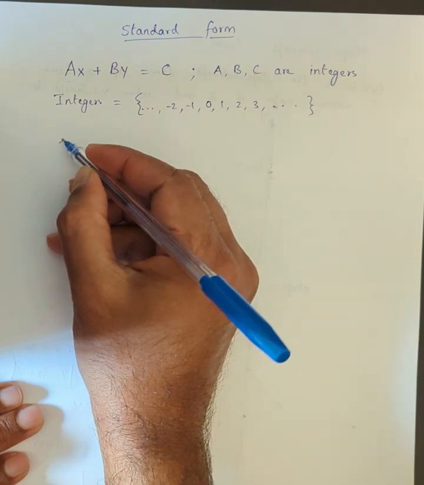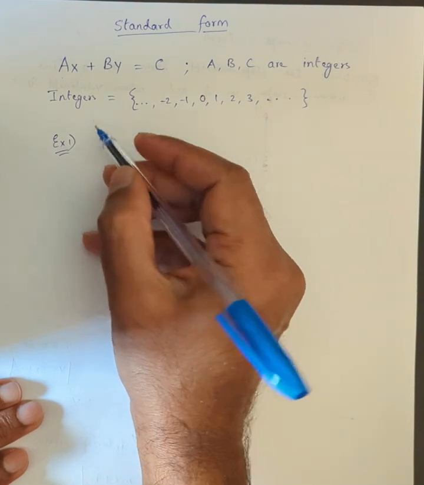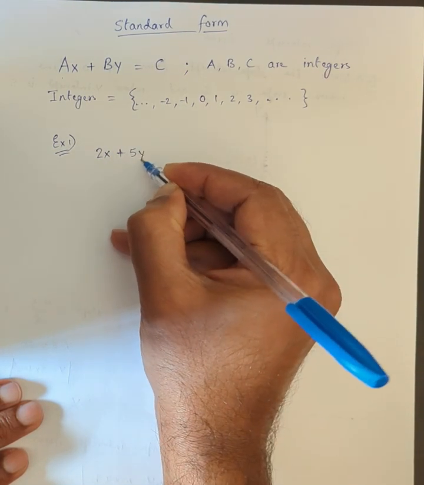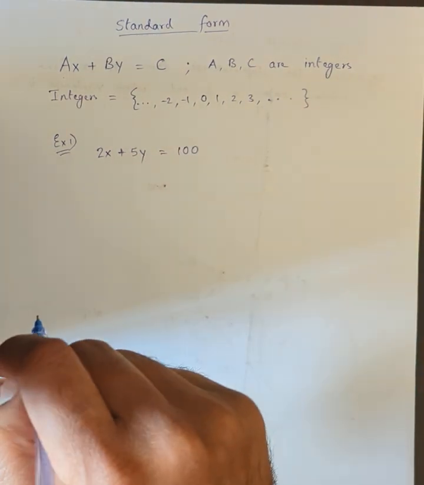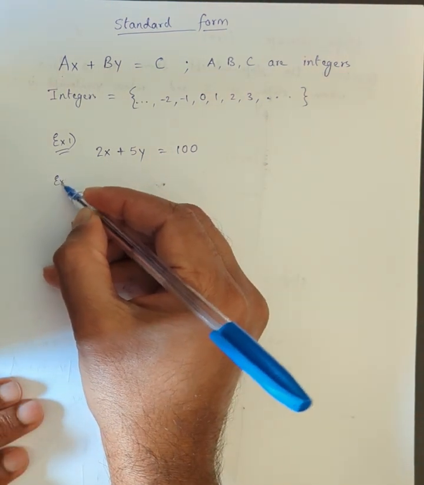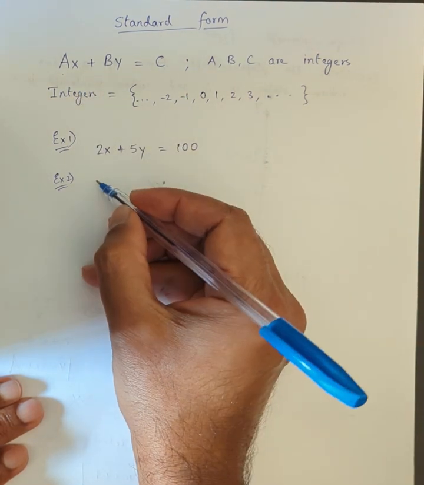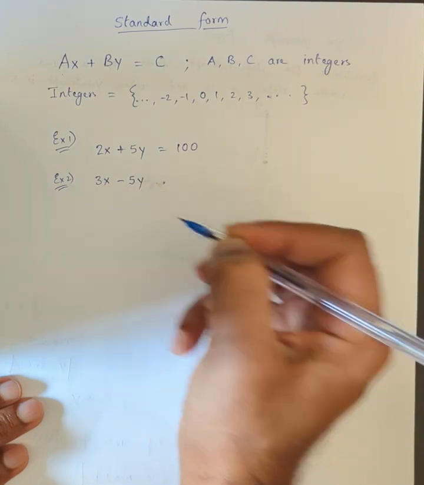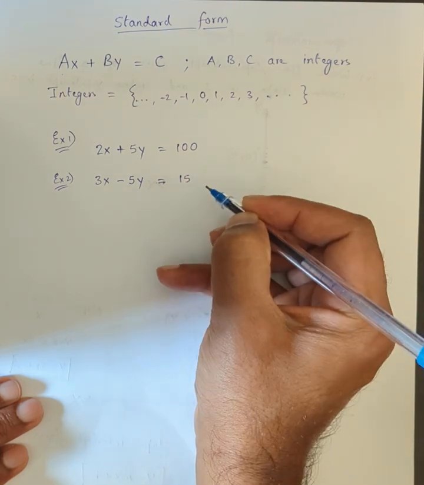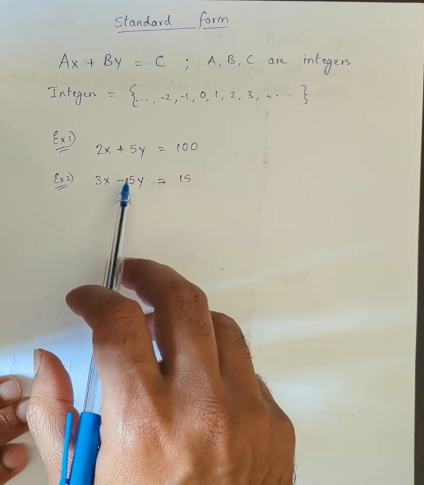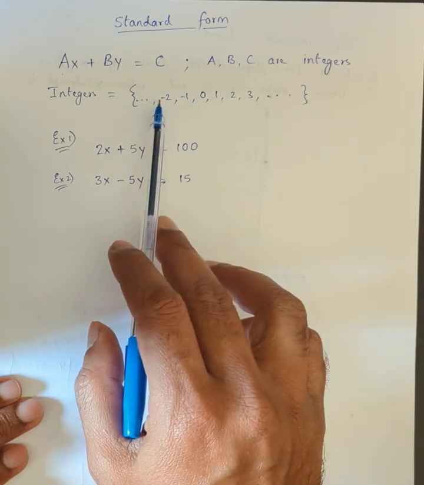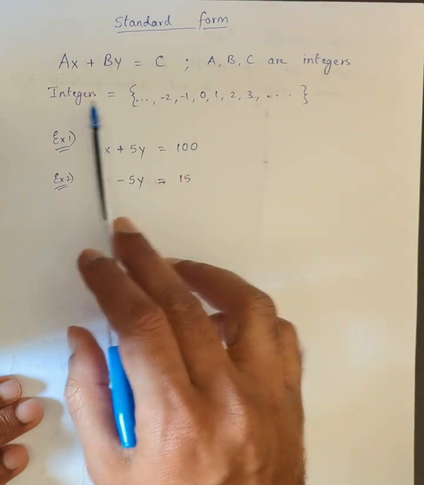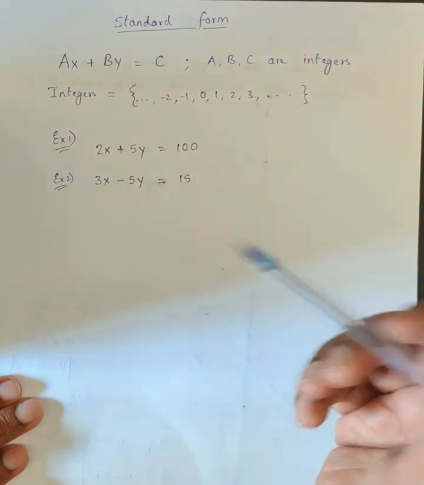So let's look at some examples. What are some examples of standard form? I need integers. So let me take 2 for A, then 5 for B, and maybe 100 for C. So that's an example of standard form. Let me write down one more example. It's better to have A positive, so 3x, but B could be negative. I'm going to take B to be -5, and C I will take 15. See, 3 is an integer, B is actually -5, but that is also in the list of integers. I did not write all the integers, and we cannot write them because they go infinitely long in the positive and negative direction. But -5 is also in there, and 15 is also an integer.